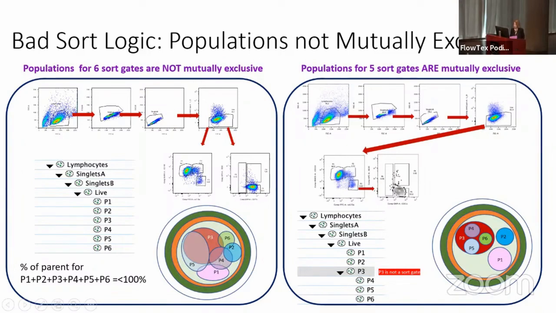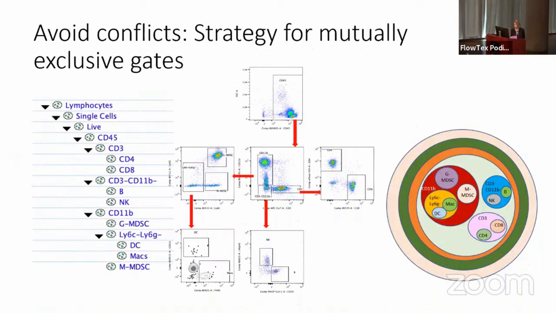The right way to do this is to make sure that you have a mutually exclusive gating strategy. In this case, we backgated and we found that these populations were coming from this population here. And we were able to say, okay, we're going to take that P3. We're going to move P4, 5, 6 down under P3. And then we can take P1, P2, P4, 5 and 6 and sort them, and they are all mutually exclusive. You cannot use P3 in this example as a sort gate because, as you can see, it is not mutually exclusive with 4, 5, and 6. A tip-off that this is happening is that when you sum up the percentage of parent for P1, 2, 3, 4, 5, and 6, they are greater than 100%.